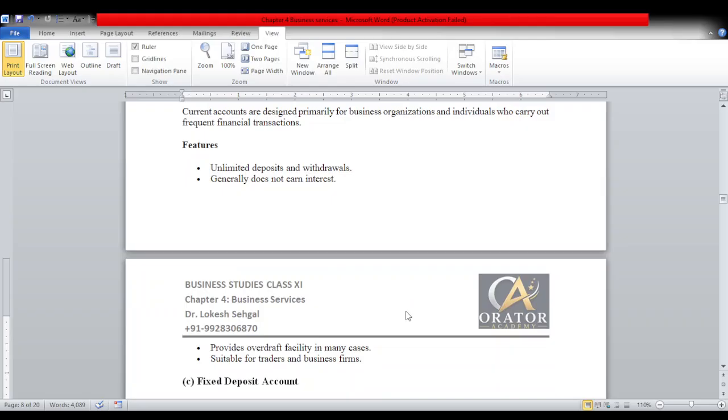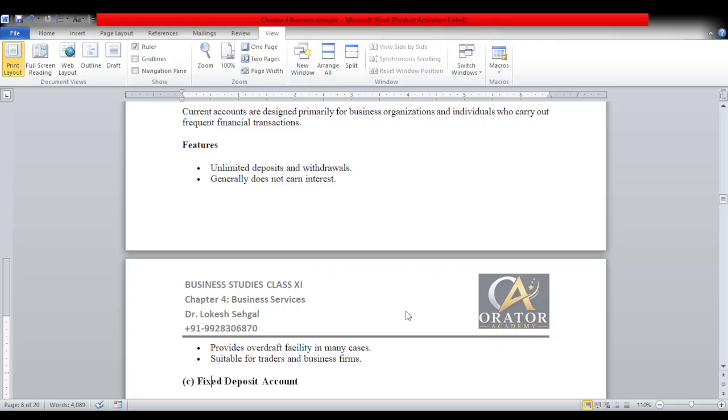They provide overdraft facilities in many cases. They are suitable for a trader or business firms. Traders and business firms definitely provide service to different wholesalers or retailers, or sometimes they get the service from the raw material provider. So they definitely have to make the payment through checks, cash, or sometimes online.